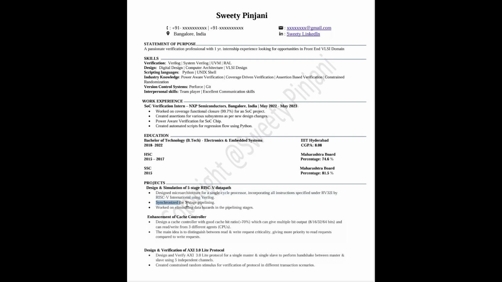What they did, they synchronized the 5-stage pipeline. The pipelining which is there in this particular project is five stage, and they have synchronized it. And they eliminated the data hazards. Very clear what this project has achieved.